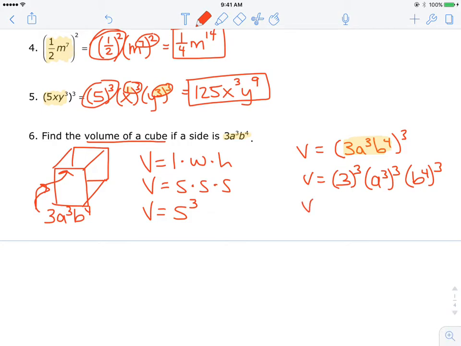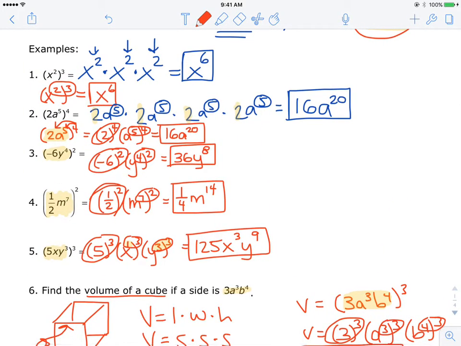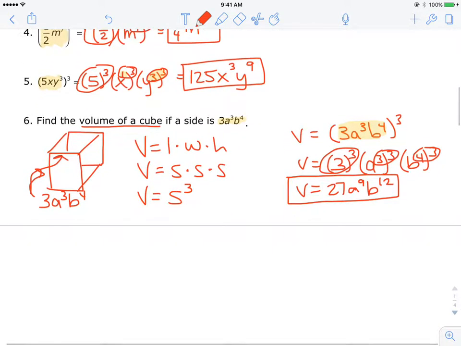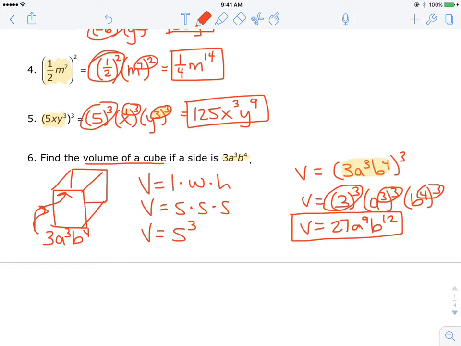Okay. 3 cubed is 27, right? 3 times 3 times 3. A has a new exponent, which we get by multiplying, and we get 9. And B has a new exponent, which we multiply together to get 12. All right, so this is my volume of a cube. All right, y'all keep in mind that you can do all these problems in this way, but that'll get old real fast if you've got a high power on the outside of your parentheses. So we like this power to a power rule for that reason.